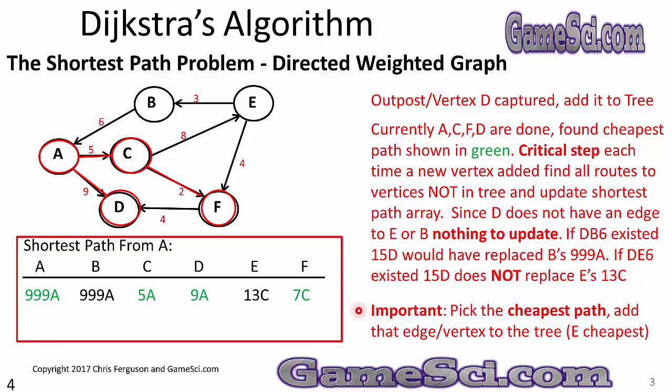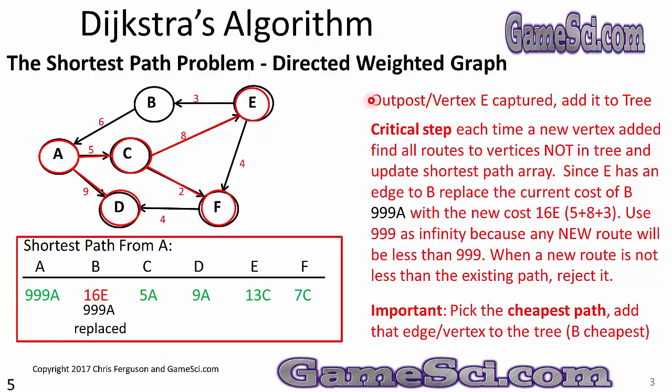Important, pick the cheapest path. Add that edge/vertex to the tree. At this point, the cheapest thing we can reach that we have not already been to is E for the cost of 13. Outpost/vertex E is captured. We've added E to the tree.